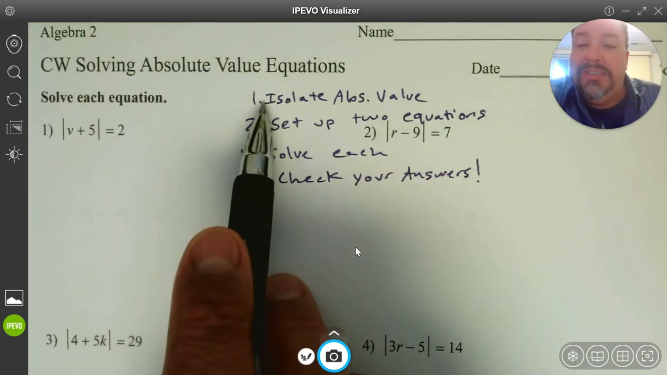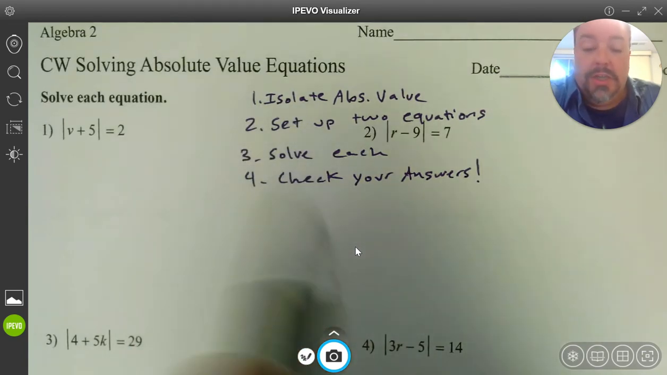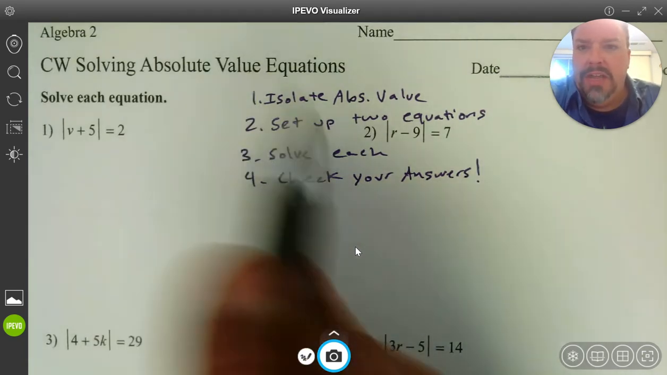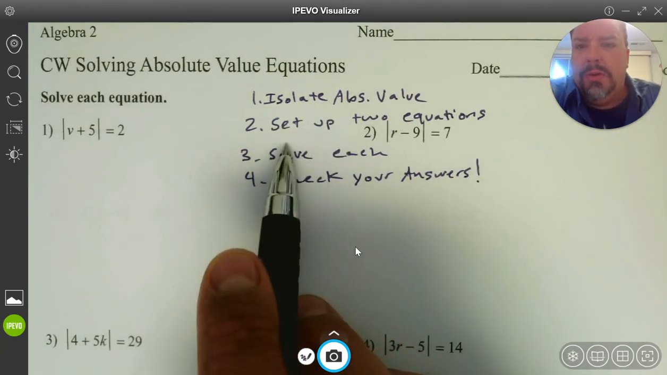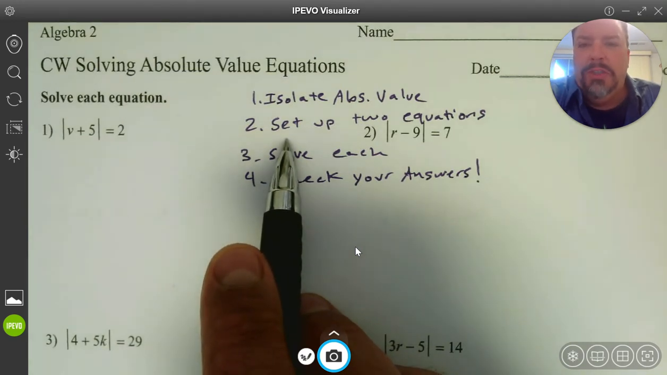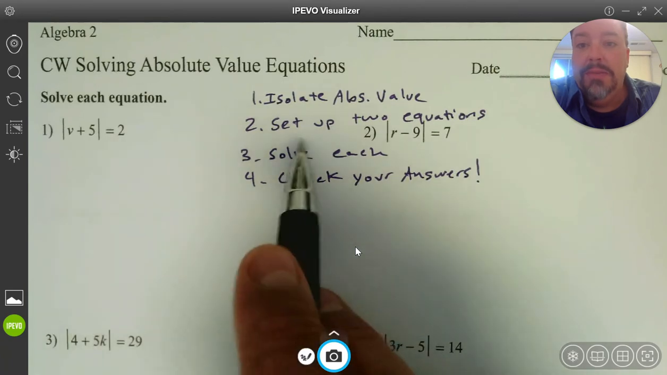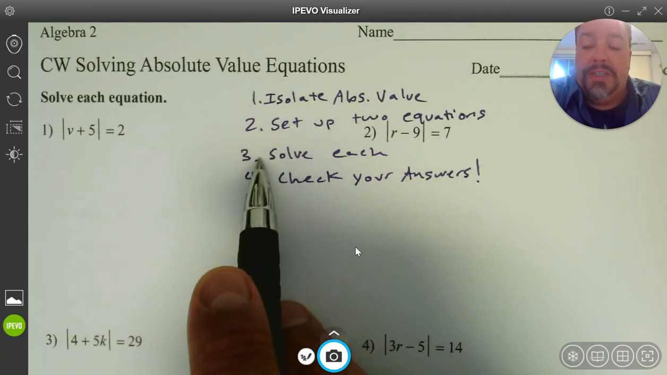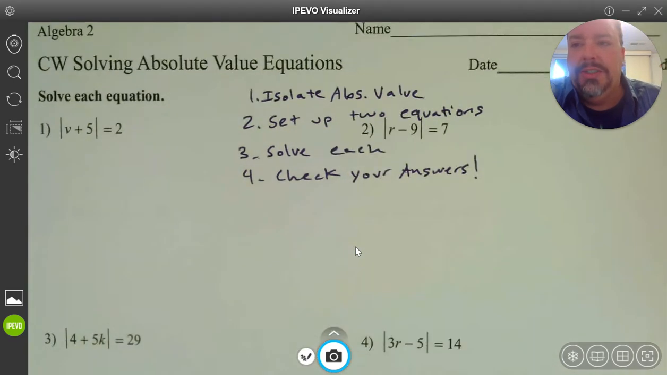The first step is going to be to isolate the absolute value. That means we want to get the absolute value all by itself on one side of the equation, nothing outside of it. Then we're going to set up two equations. And of course, for one of those, we simply drop the absolute value bars and write it the way it looks. And for the other one, we drop the absolute value bars and set it equal to the opposite of the right side, or of the number. We have two equations. We're going to solve each of those equations. And then the last step is to check your answers.